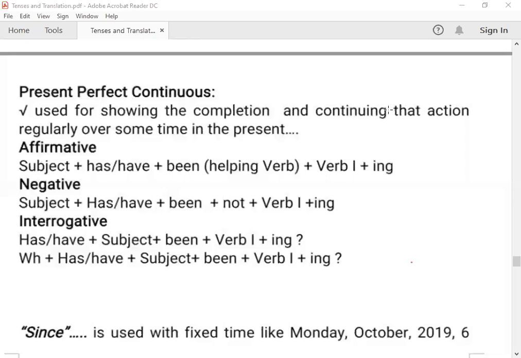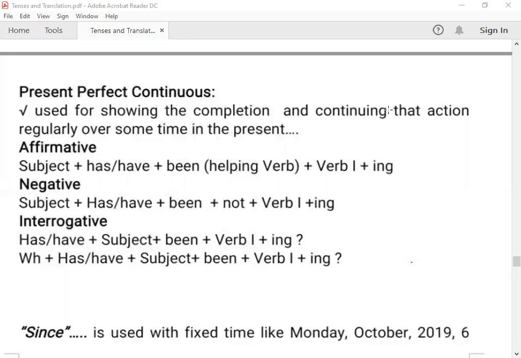we use has or have. One of them we have to use, and then we put been, and then plus verb first form and ing. This is the minimum requirement, dear students. You have to keep in mind whenever we are talking about the structure or the pattern of the sentence, it is exactly like some mathematical formula. You have to keep in mind that the first place is of subject.